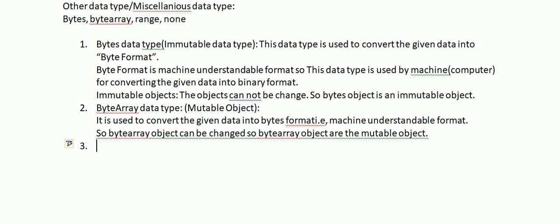Now we see the third data type, that is the range data type. This data type is used to generate a range of elements or numbers. Range of elements or numbers. Let's take an example of this.